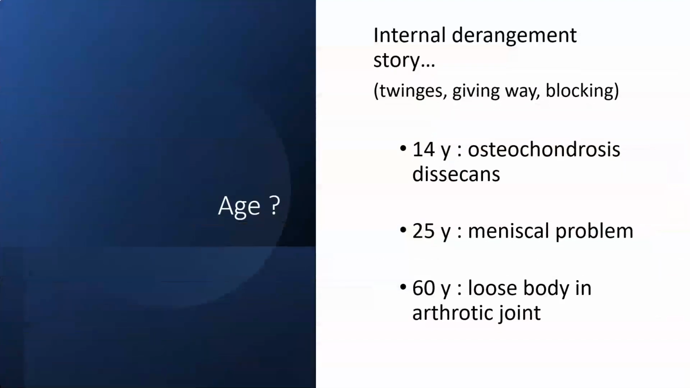And then the age is actually also playing a role, because when you hear the internal derangement story, and the patient is, let's say, 14 years old, your first idea is going to be osteochondrosis dissecans. When the patient is 25 or 30 years old, first idea is a meniscal problem. As from 60 years old, the first idea is a loose body in an arthrotic joint. It's 3 times exactly the same story, but because of the age, the problem might be different.